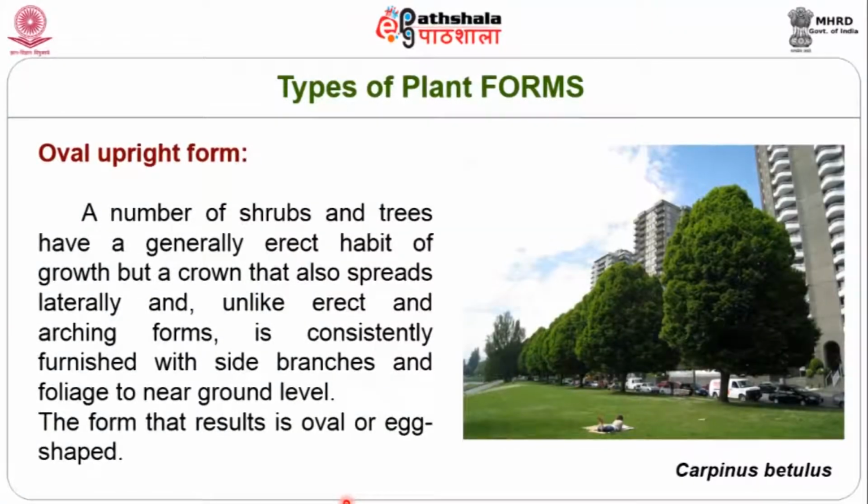Then we see the oval upright form. The oval upright form, as you can see in the photograph, has a single bole, and then you have the entire planting mass like an egg shape, right? That is the oval upright form. A number of shrubs and trees have generally erect habit growth, but a crown that also spreads laterally, and unlike erect and arching forms, it is consistently furnished with side branches and foliage to near ground level. The form is a result of an oval or egg shape.